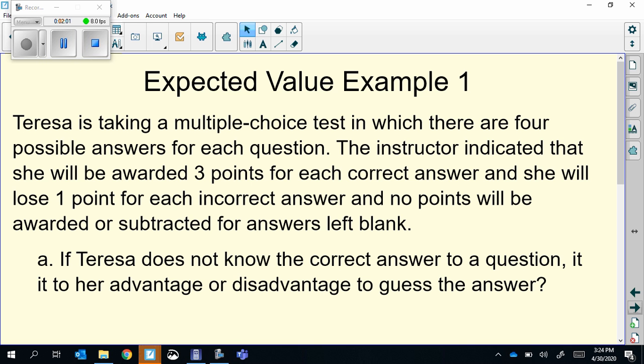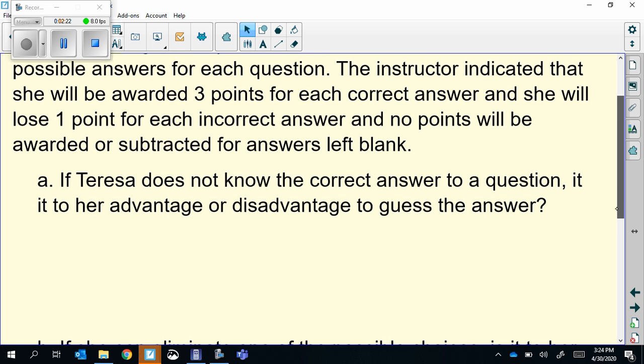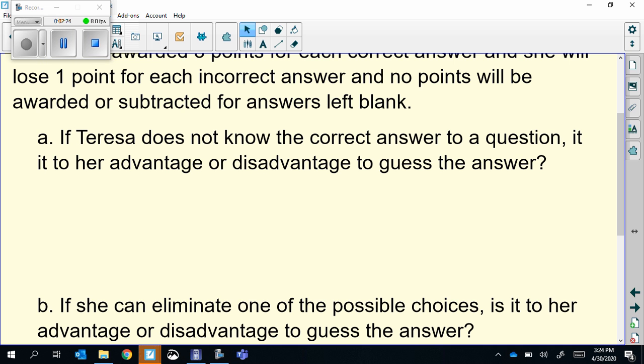Teresa's taking a multiple choice test in which there are 4 possible answers. The instructor indicated that she will be awarded 3 points for each correct answer, and she will lose 1 point for each incorrect answer, and no points will be awarded or subtracted for answers left blank. If Teresa does not know the correct answer to a question, is it in her advantage or disadvantage to guess? Again, there's no penalty for leaving it blank. There is a penalty for getting it wrong, and there's a gain for getting it right.